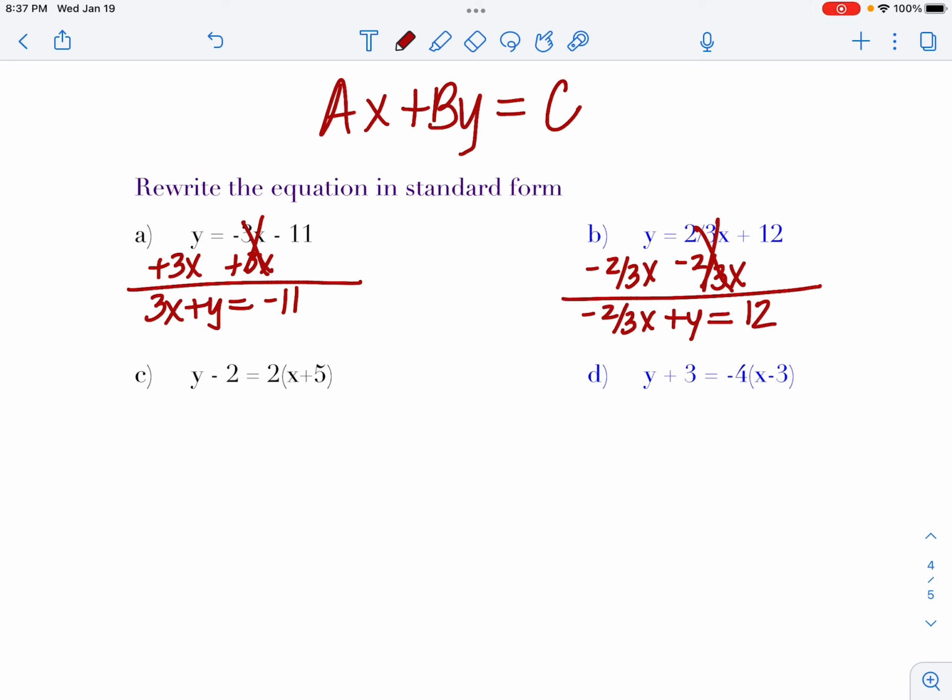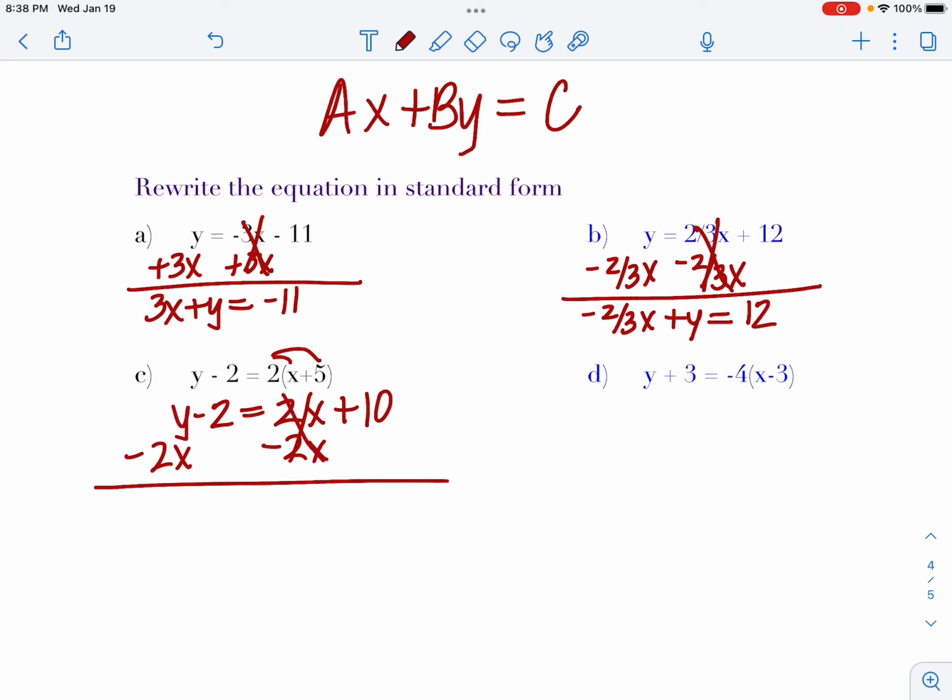Parts C and D are both in point slope form, where they have y minus y1 equals m times x minus x1. These equations require a little more work in order to put them in standard form. Before I can use inverse operations, I first must do the distributive property in order to simplify the right-hand side. Then my next step will be to use two inverse operations, because first I need to move my x term to the left side of my equal sign. And then this will also require one more step in order to move my number 2 to the right-hand side along with the positive 10.